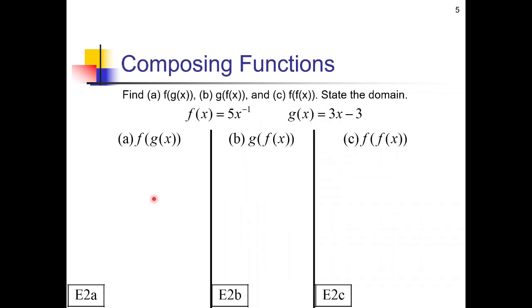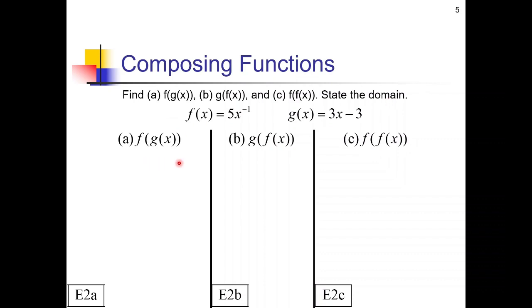For this next set of problems, we're given two more functions. This time we've got f of x is 5x to the negative 1, and g of x is just a linear function, 3x minus 3. They want us to do three different compositions with these: f of g, g of f, and then f of f. They're not making us do g of g, I guess. But they also want us to state the domain.